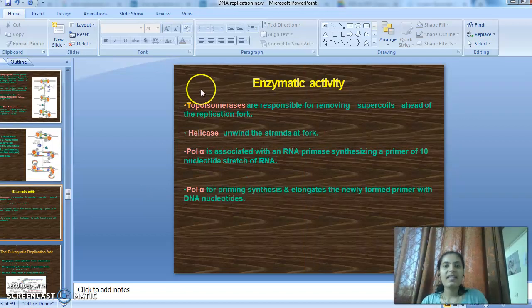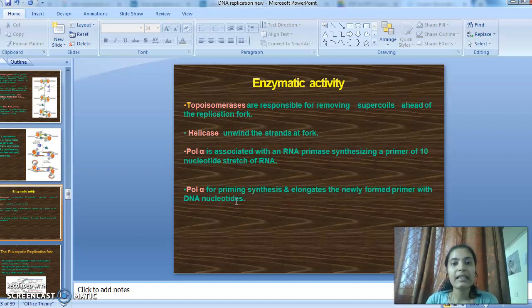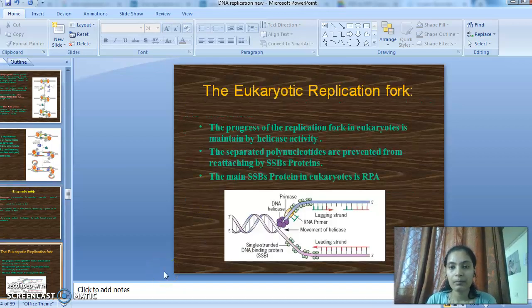Now next, enzymatic activity. The topoisomerases are responsible for removing the supercoil ahead of the replication fork, so that the fork doesn't wind again. Helicase is involved in the unwinding. Then DNA polymerase alpha, in association with RNA primase, adds the nucleotide bases to the RNA primer. Then DNA polymerase is for priming synthesis and elongation of the newly formed DNA.